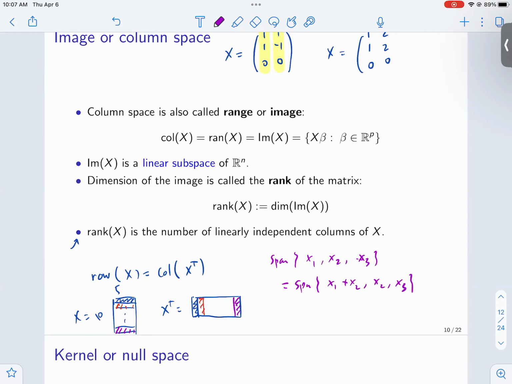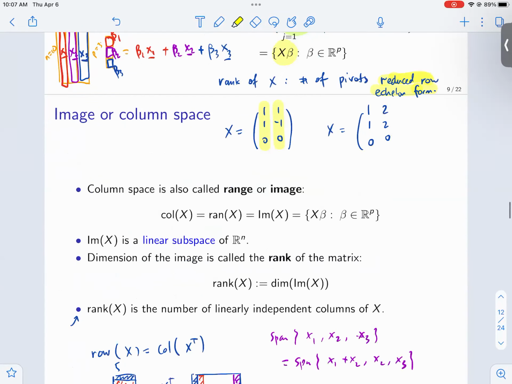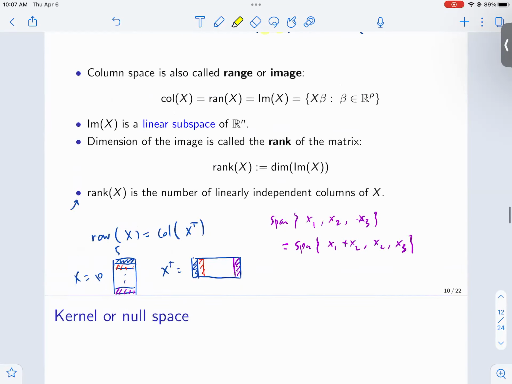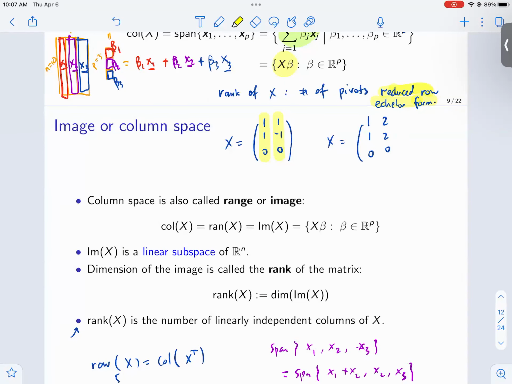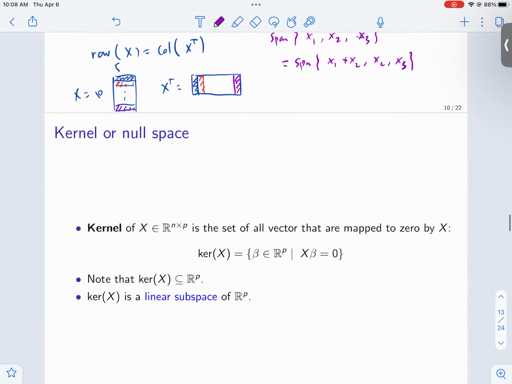Sounds good? So just review this for yourself. You're not going to use it that much, maybe in the early part of the course, but it's a very good thing to remember or know about. So let's call this the operational definition. It's not the definition, but it's just an operational way of figuring out the rank. Questions?